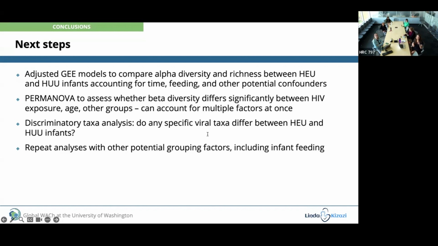And then we'll also look and see if there are any specific viral taxa that are more dominant in one group than the other. There's a lot of different stats methods for doing this that are popular in the bioinformatics space, and that's a typical part of one of these analyses. So we'll see if there's anything specific shaking out there. And then repeating all of this with other groups that might help explain some of the virome development, or that would be good to consider.